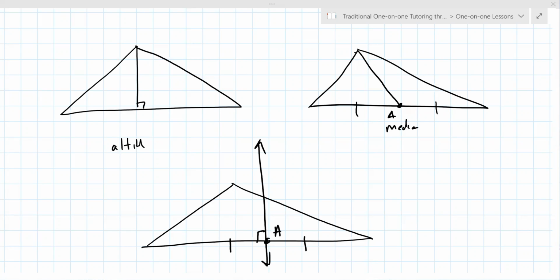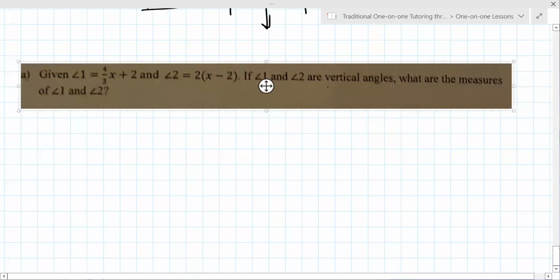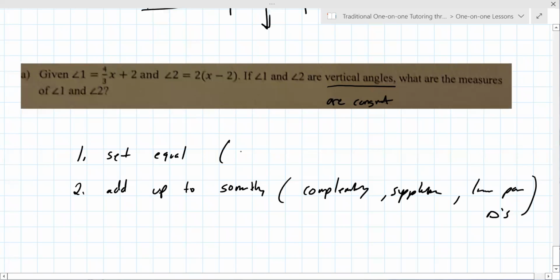4A. Now we're kind of going backwards a little bit, but we have not covered this yet. So we talked about supplementary, complementary, and linear pairs. Now we're going to talk about vertical angles. So vertical angles are congruent. There are kind of two things in geometry that you see all the time. You either set equal or they add up to something. The add up to something is like complementary, supplementary, linear pair, triangles. The set equals when they're congruent, or in this case, vertical angles.